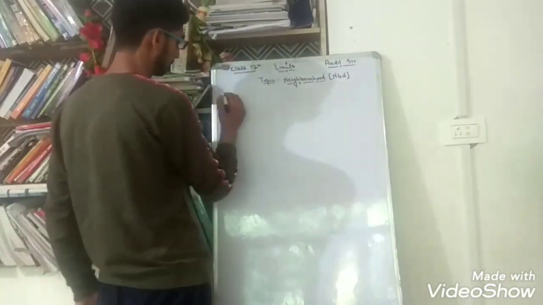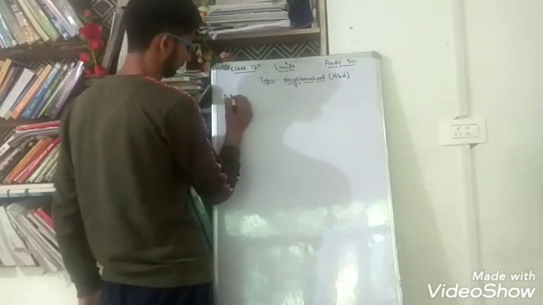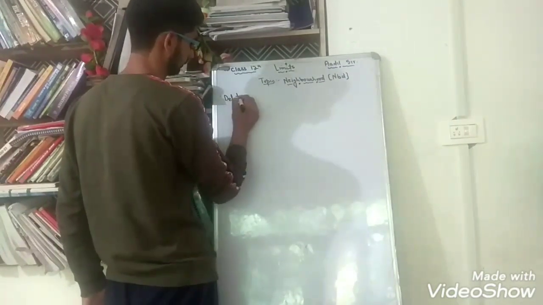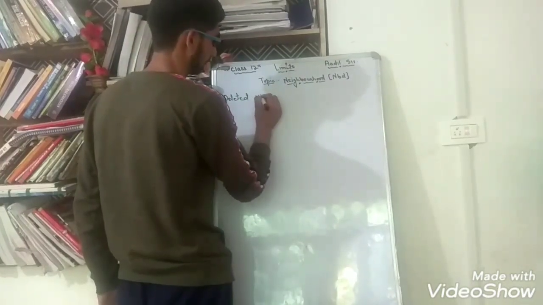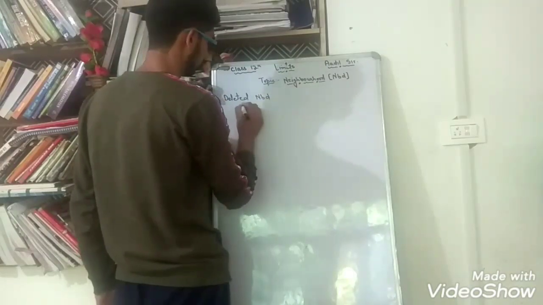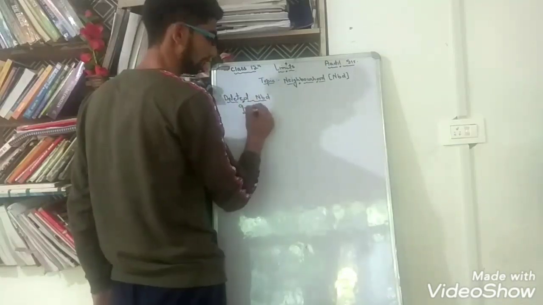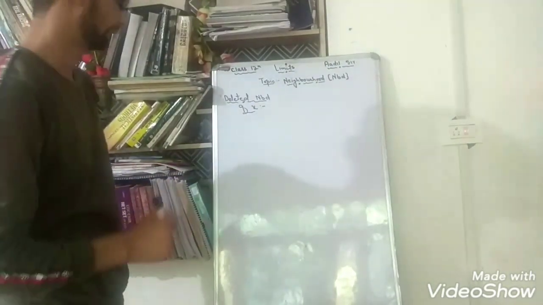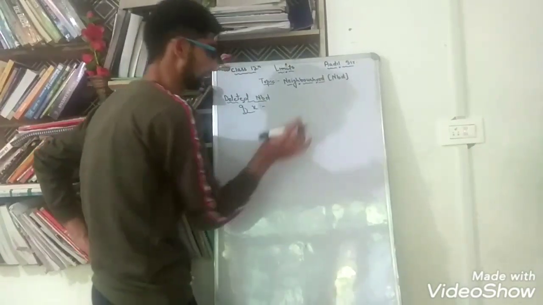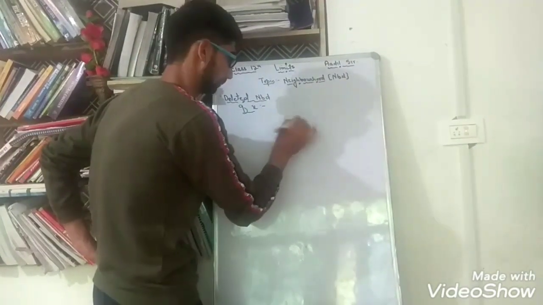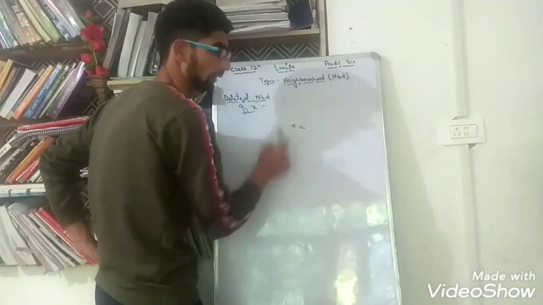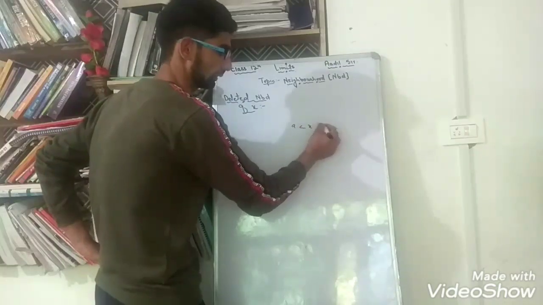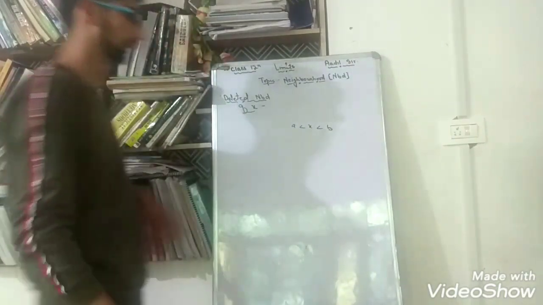The next definition is the deleted neighborhood of x. If we have three real numbers such that a is less than x and x is less than b.